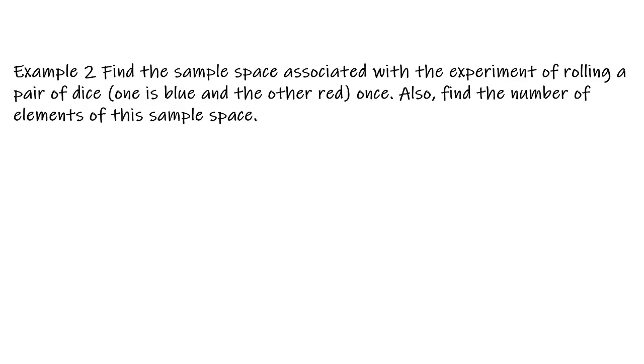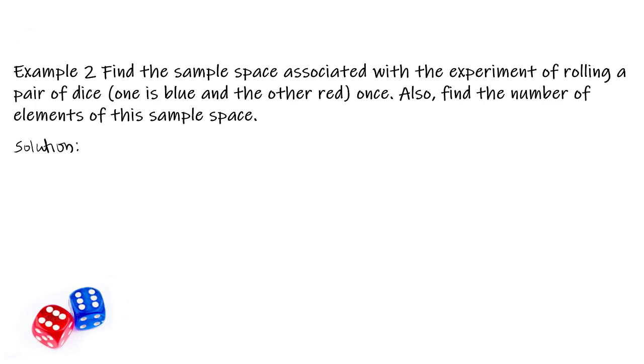We go to the second example. Find the sample space associated with the experiment of rolling a pair of dice, one is blue and the other is red, once. Also find the number of elements of this sample space. We have been given two dice, one is blue and the other is red, and it is rolled once. So the outcome may be any.